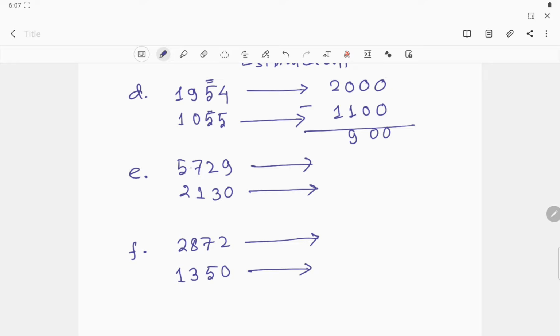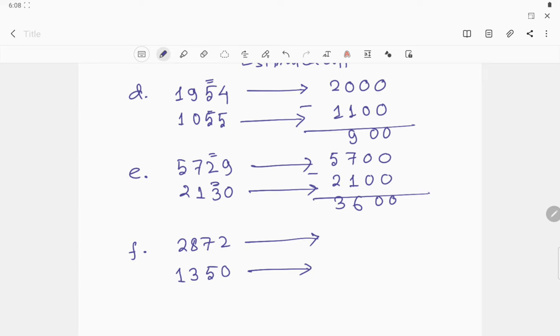Now question number E, 5729. So you have to check this value. So this will be 5700, right? And this is also 3, this is less than 5, so it can be rounded to 2100, not 2000. So 5700 and 2100. Now find out the difference. Yes, so 7 minus 1 is 6 and 5 minus 2 is 3, right? So this is our estimated difference.